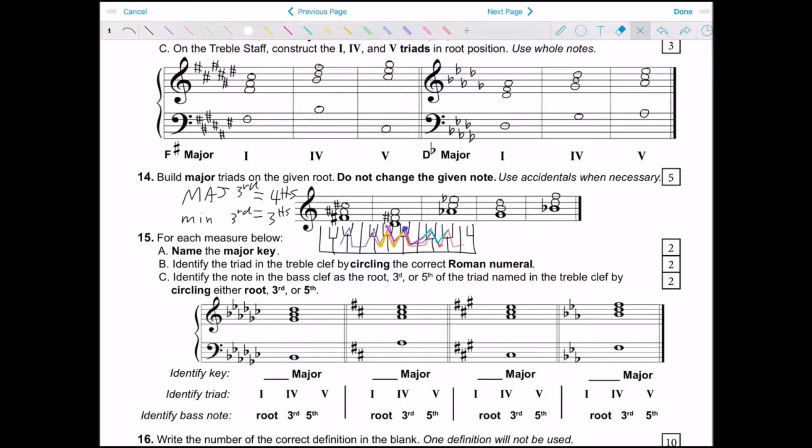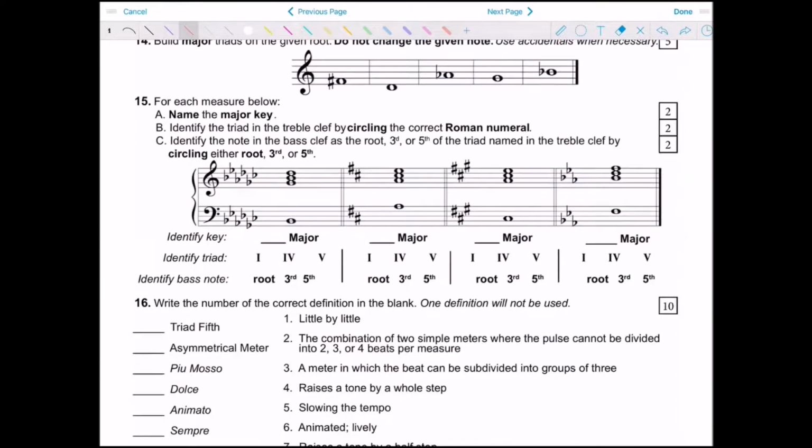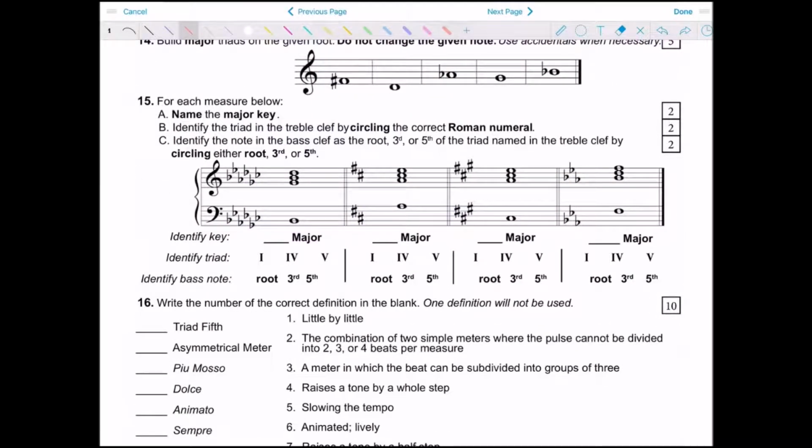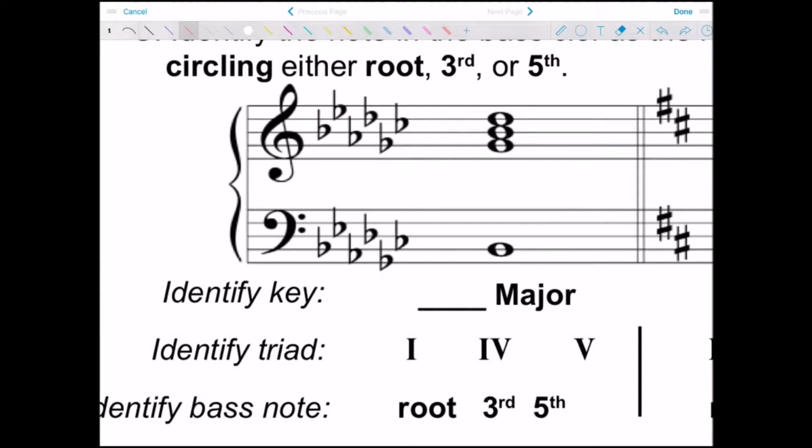In this video we're going to be going over questions 15 and 16. A lot of vocabulary in this one. So let's get started. Question 15 says, for each measure below, A, name the major key. Let's just do that real quick. Flip back to the previous page, look at your circle of fifths, the major circle of fifths, not the minor, and we should be able to name these keys relatively fast.